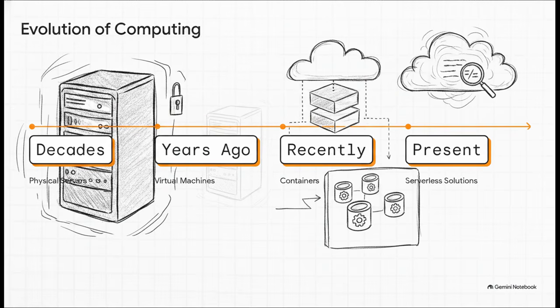If you look at this timeline, you can literally see our physical control disappearing over the years. Decades ago, we had physical servers. Then we moved to virtual machines, abstracting the hardware. Then containers came along, abstracting the OS. And today, serverless solutions abstract everything except the code itself. We're stepping further and further away from the hardware with every single era.